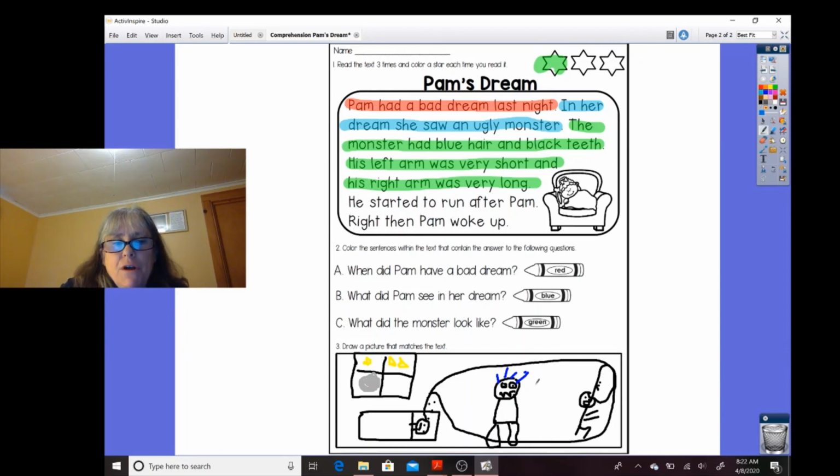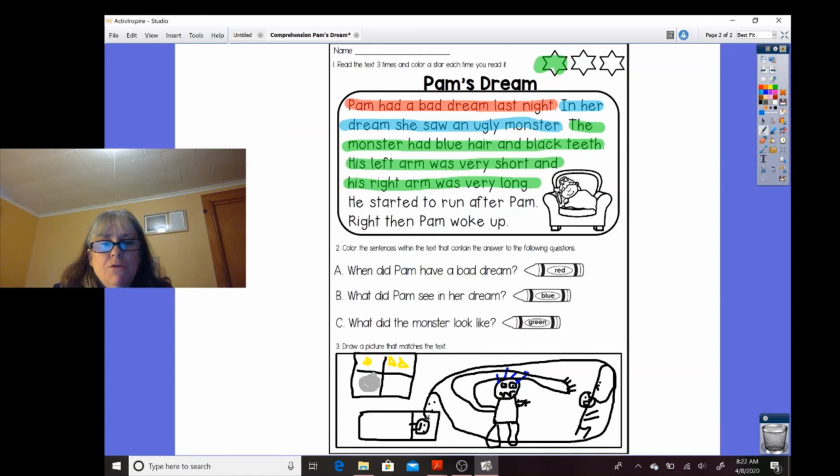his left arm is really short. So this is his left arm because he's turned around looking at us. We'll just make a little tiny left arm. Some little claws. And then his right arm is really long. So I'm going to take this right arm and I'm going to make it crazy long, chasing after her like this. Look at that arm. And some claws.